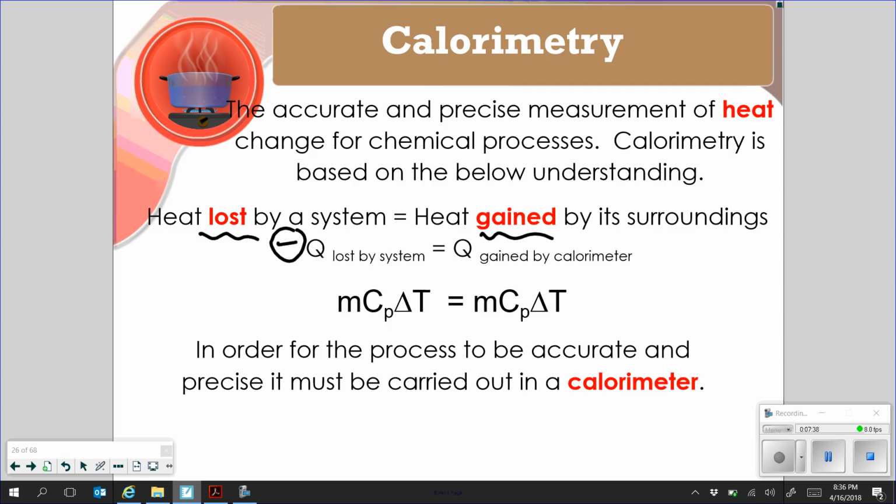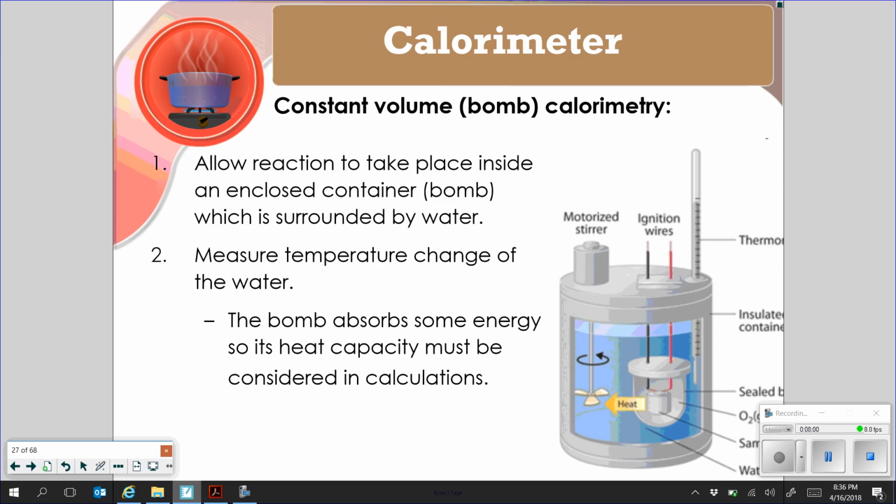And if my Q equals Q, that means that I can set my MCAT of the Q lost equal to the MCAT of the Q gained. The only thing is that the MCAT of the Q lost has to be a negative number. So you're going to have to put a negative sign in front of that when you're solving these problems. In order for this process to be accurate and precise, you would carry it out in a calorimeter. And we're going to talk about two of those.